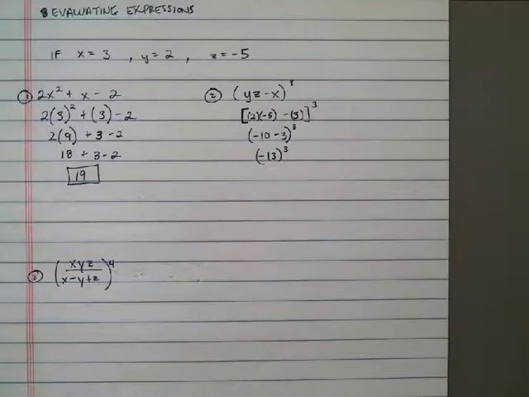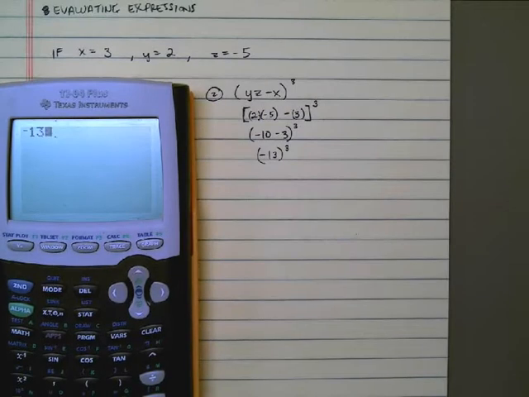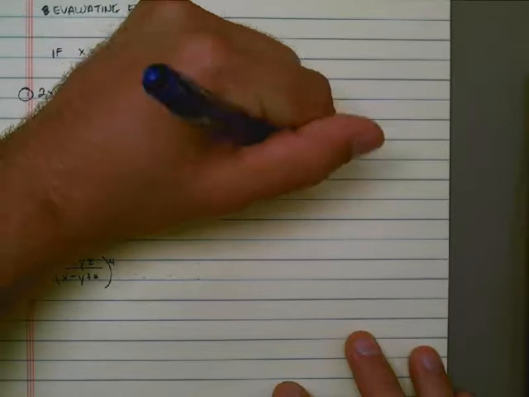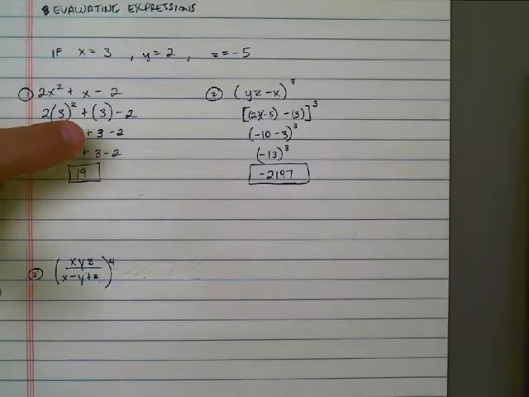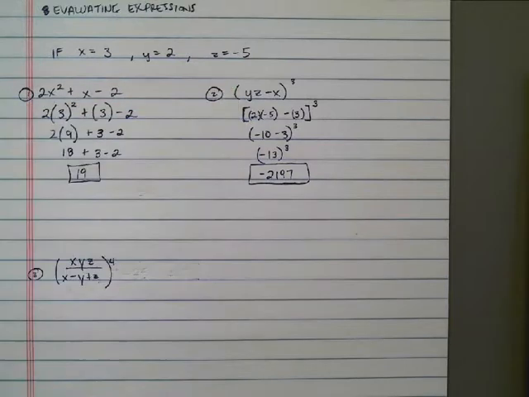So now it's time for the calculator. I'm not going to try to do that one in my head. Probably could. I'll take -13 and I need to cube that. And it turns out to be -2,197. And there's your answer. So if we know that y is equal to 2, x is equal to 3, z is equal to -5, then this expression is equal to -2197. One more.